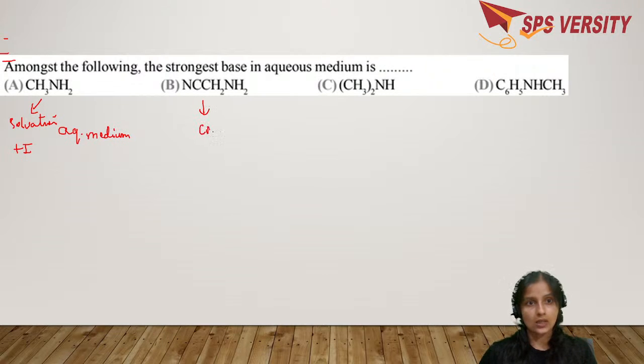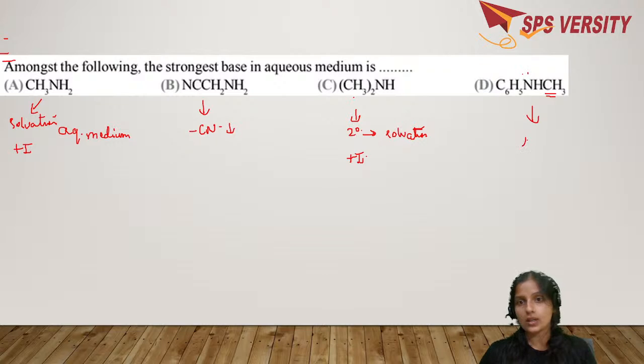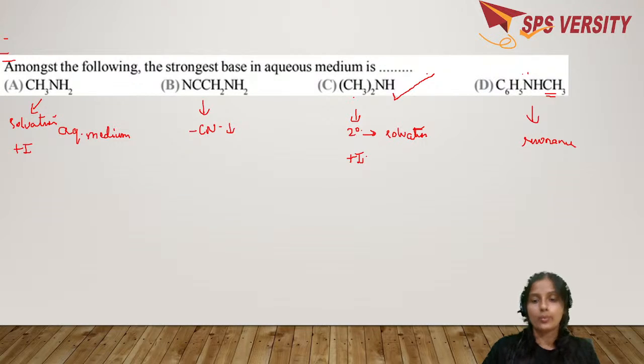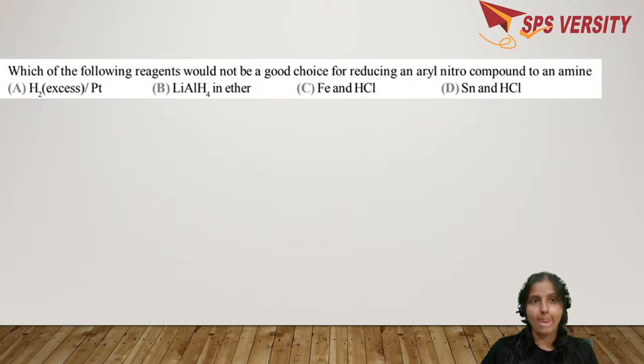Here, the CN group is present, so this is less basic. Here, it's a secondary amine. So what is present? Solvation is there. Along with the solvation, you also have the plus I effect. And here, though there is a presence of a CH3 group, the lone pair of electrons is involved in the resonance. So when you compare all these factors, the solvation and the inductive effect increase basicity in the aqueous medium. So the correct answer would be option C. That's a secondary amine.